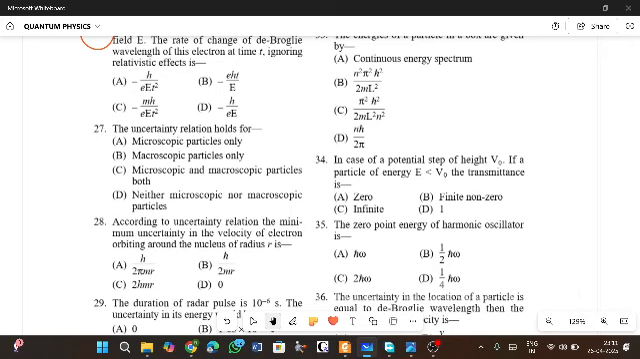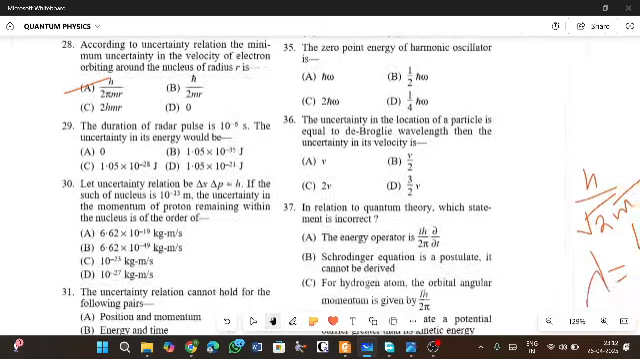And question number 28. According to the uncertainty relation, the minimum uncertainty in the velocity of an electron orbiting around the nucleus of radius r is given by h cross by 2mr. So here we will be having h by 2mr. So option A is correct.